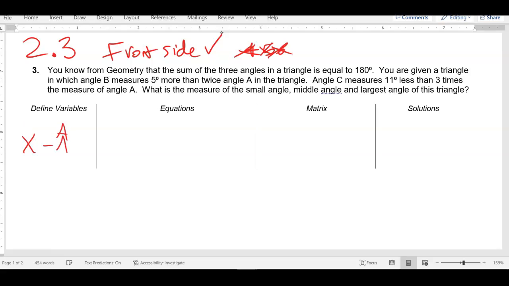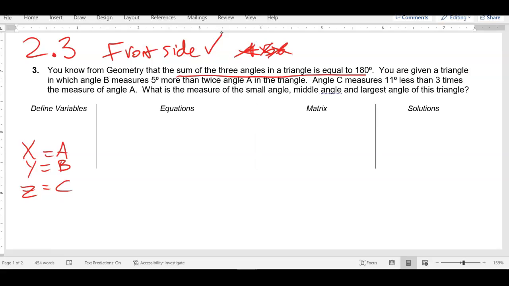X is A. Y is B. Z is C. Okay? So we set our variables. X is A. Y is B. Z is C. Now, that first sentence says the sum of 3 angles is equal to 180. What's a sum? What does that mean?